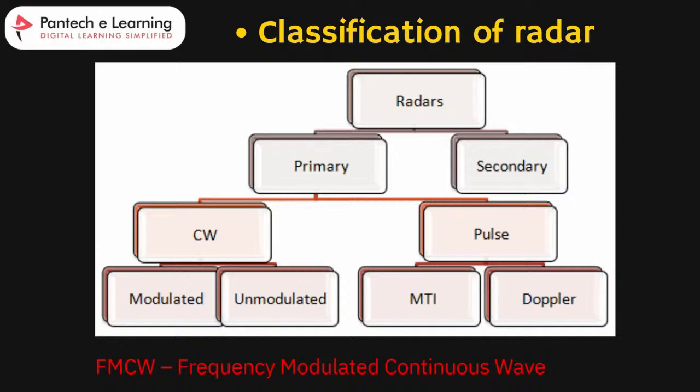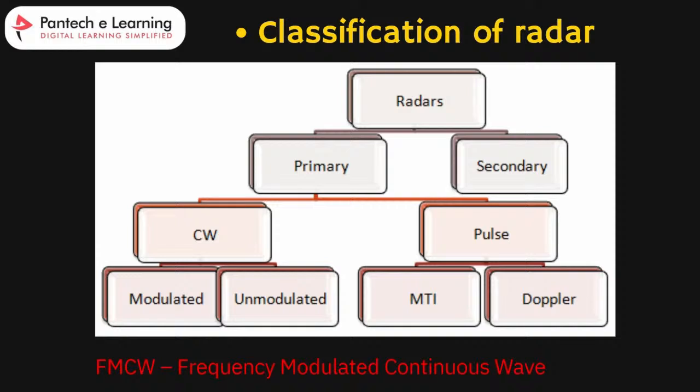Again, this continuous wave consists of two: one is modulated and another one is unmodulated. The emitted pulses are modulated in amplitude or phase to provide additional information. Unmodulated means these pulses are not modulated.